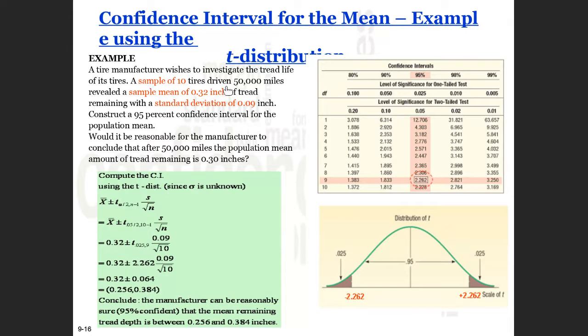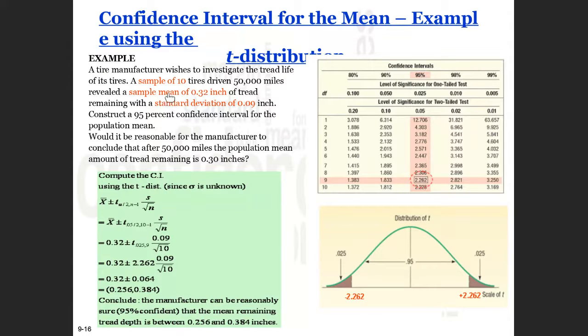So a tire manufacturer wishes to investigate the tread life of his tires. A sample of 10 tires driven 50,000 miles revealed a sample mean of 0.32 inch of tread remaining with a standard deviation of 0.09 inches. Construct a 95% confidence interval for the population mean. And the question then becomes, would it be reasonable for the manufacturer to conclude that after 50,000 miles, the population mean amount of tread remaining is 0.30 inches?